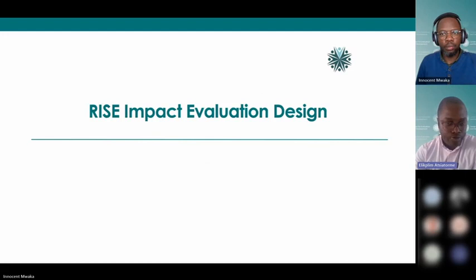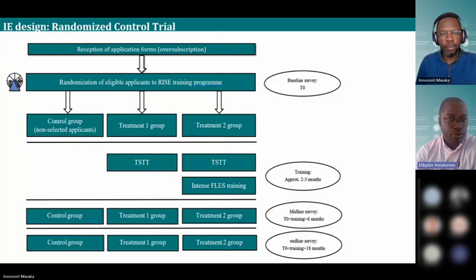So with that being a very brief overview of what the project was about, the impact evaluation methodology itself was a randomized control trial. And just to give you an idea of how we went about it, we started with first receiving application forms. One thing that we stressed was oversubscription. As we talked about yesterday, if you remember, the bigger your sample, the more likely that your statistical precision will be high. And so we tried to get more applications from applicants.